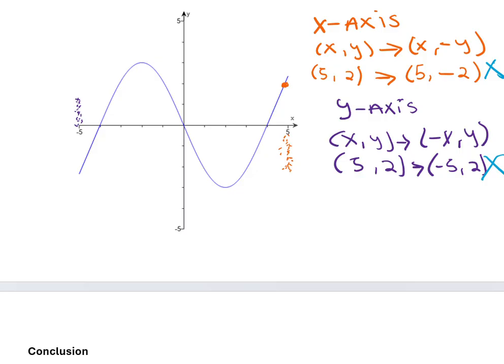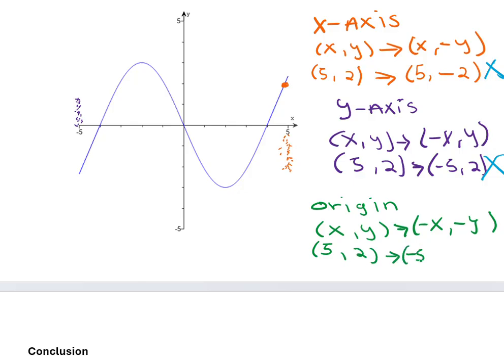Let's use green. So for the origin, if I pick this x, comma y, in the graph, I should also have negative x, comma negative y. I'm going to pick the same point, 5, comma 2. So that means I should have the point negative 5, comma negative 2. I am at negative 5 right here, and I go down.